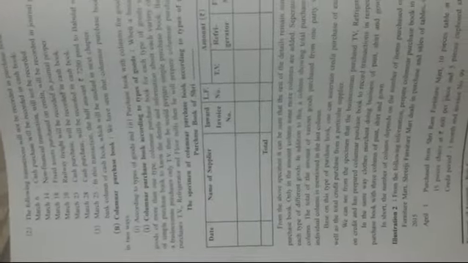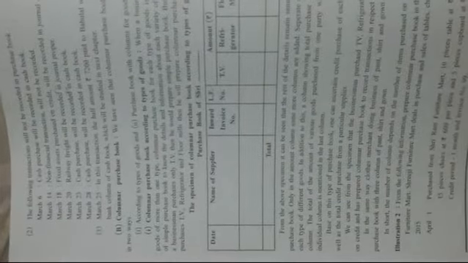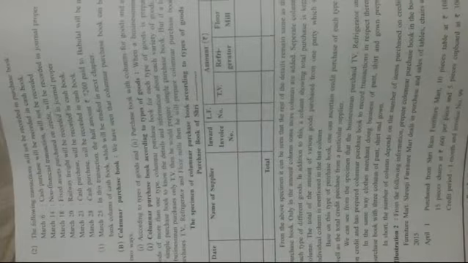So you have seen that the columnar purchase book can be prepared in two ways. First one is according to the types of goods, and second one is the purchase book with columns for goods and expenses. Now let's discuss the first type, that is the columnar purchase book according to the types of goods.